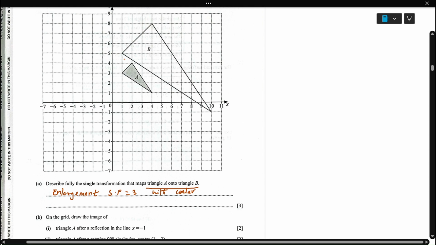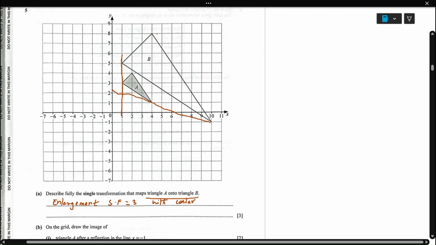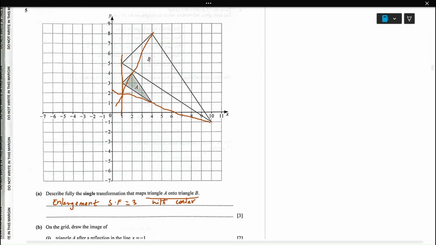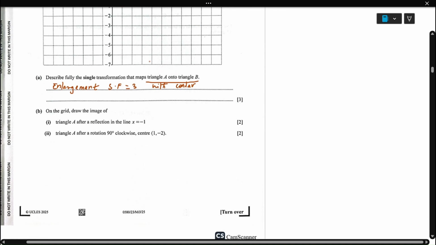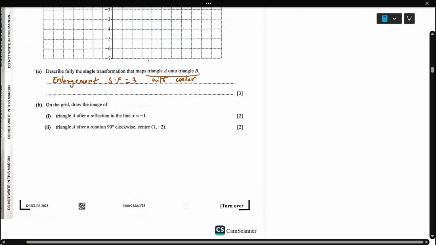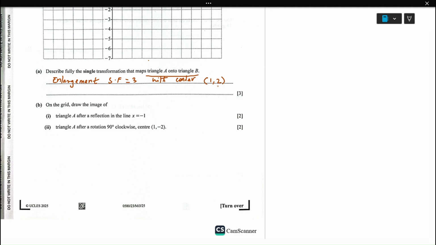You should connect all the points, like these 2 points, and we have to use a ruler to do so. Right now I'm using this way, so these 3 points. When you connect all three corresponding vertices, they all meet at one point, which is going to be the center. So 1 comma 2 is the center. That's it. So there are 3 points: enlargement, scale factor, and the center. So you'll get 3 marks for that.